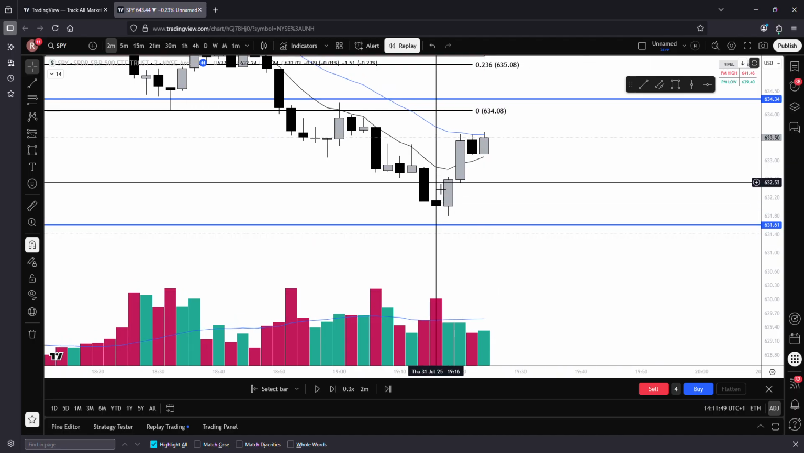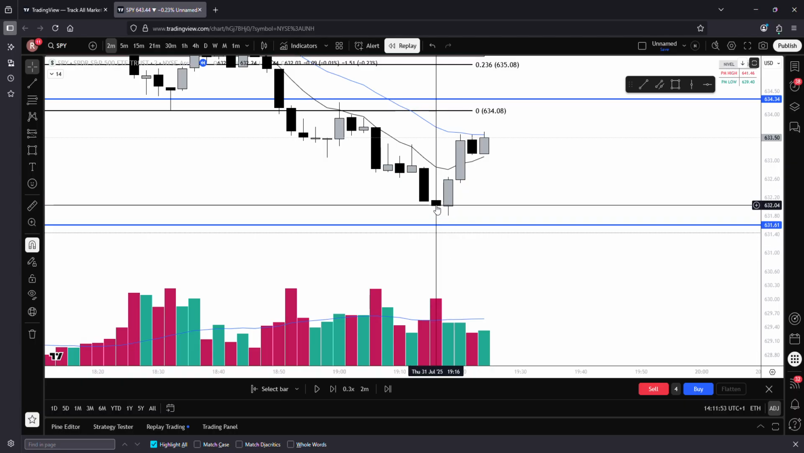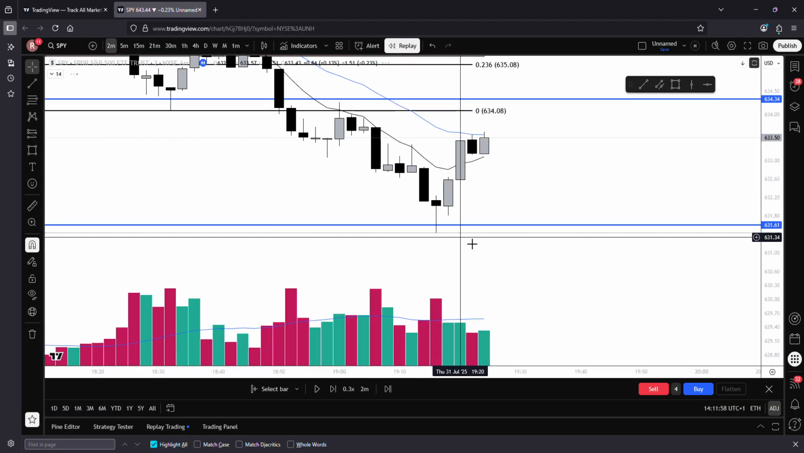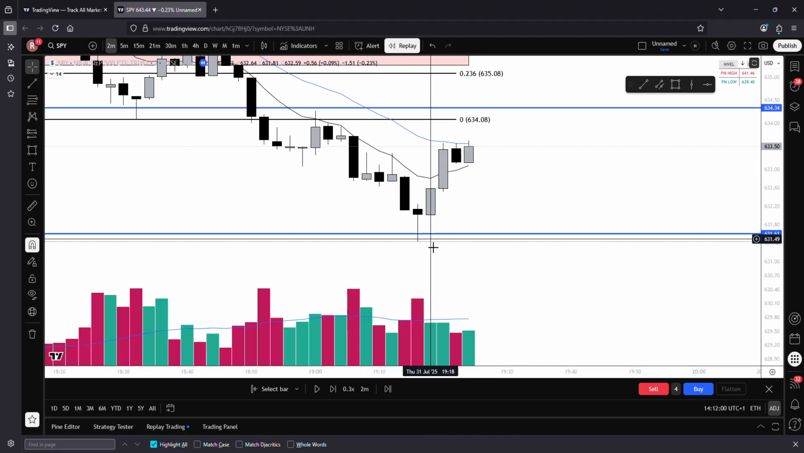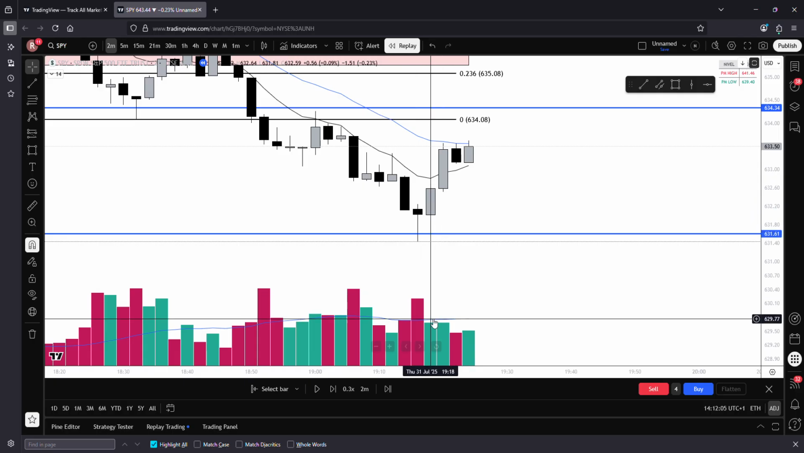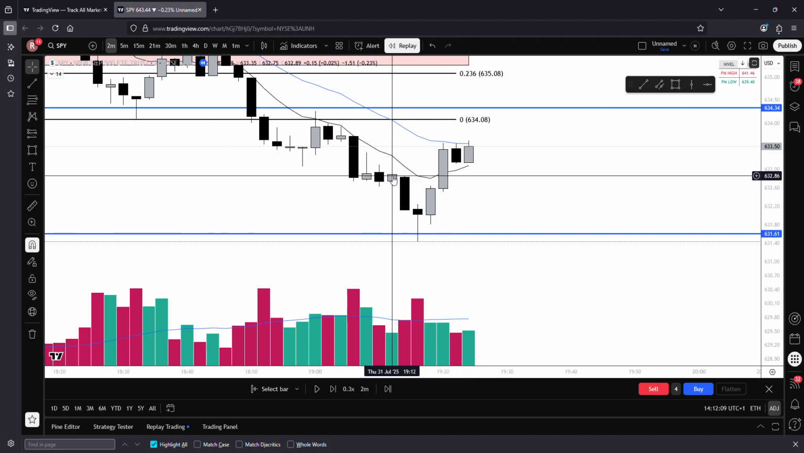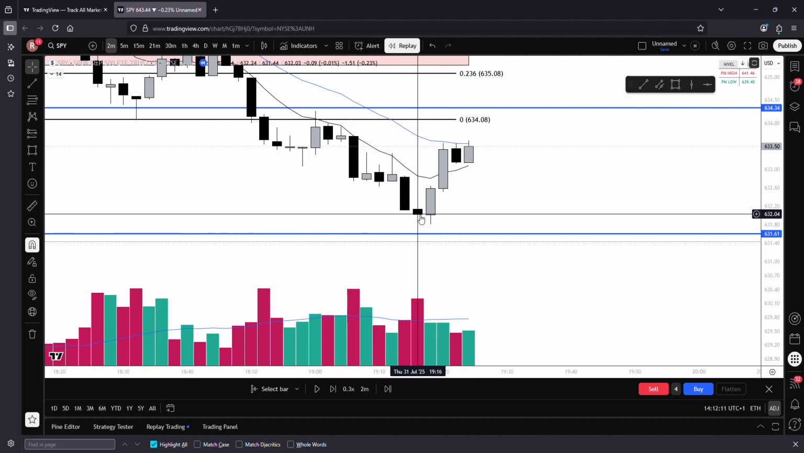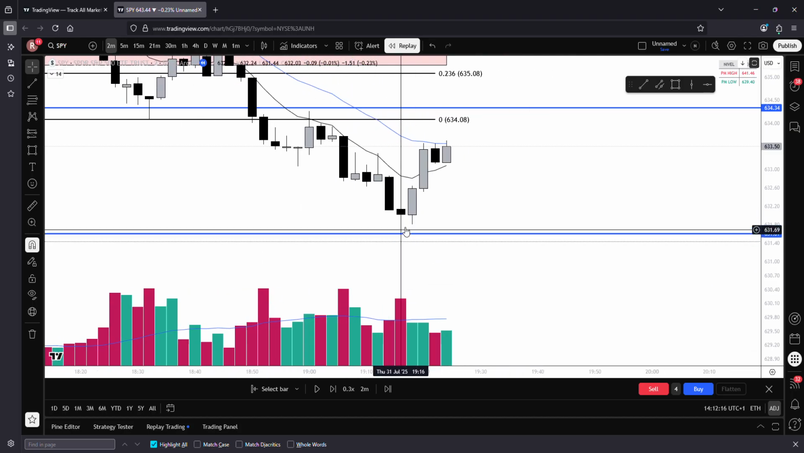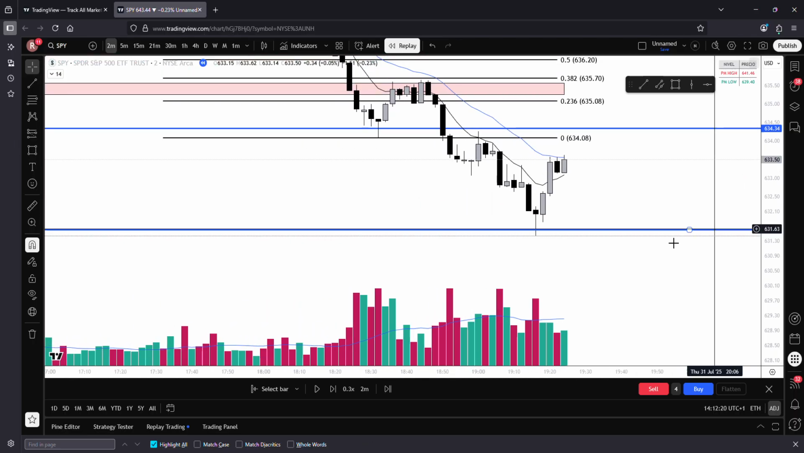Jump into the 2 minute, and you've got a dragonfly hammer candle. The 5 minutes are dragonfly, yeah, but the 2 minute, yeah, sort of hammer dragonfly, big volume, some nice volume following in here. Again on the 2 minute you can see inverted hammer, so signs of a potential reversal. Again, we're down at this support resistance level also.